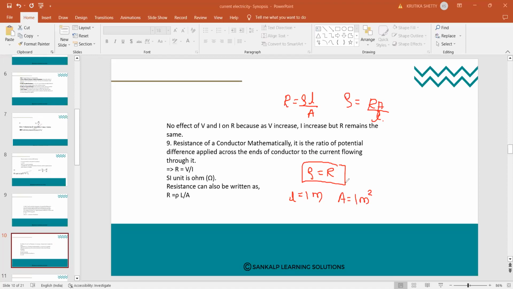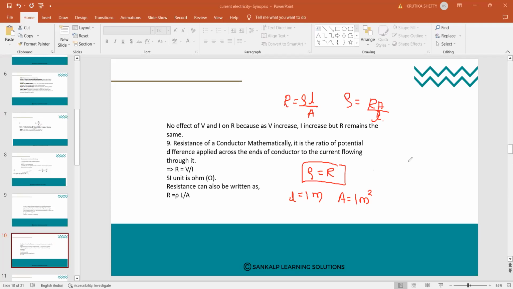But only when the length of the conductor is 1 meter and its area is 1 meter square, correct? Then the resistivity is said to be the resistance. So how can you define the resistivity? Resistivity is nothing but the resistance of the conductor when the area is 1 meter square and the length is 1 meter. Then the resistivity is said to be the resistance itself.